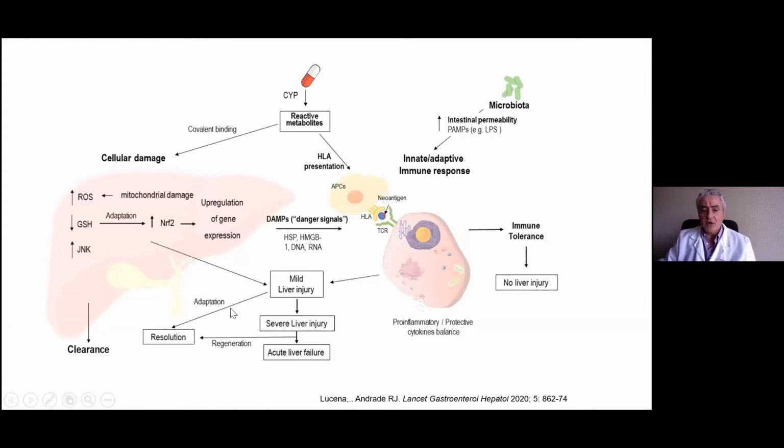And this is because there are very effective mechanisms of adaptation that prevent further damage, and the damage subsides in many cases. The role of microbiota is just emerging. We have very few data in humans, but it is probably going to be very important in many cases.